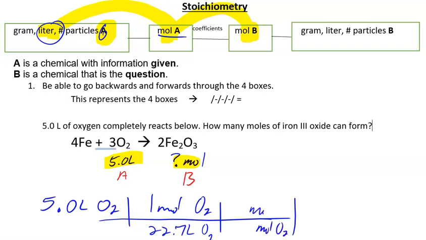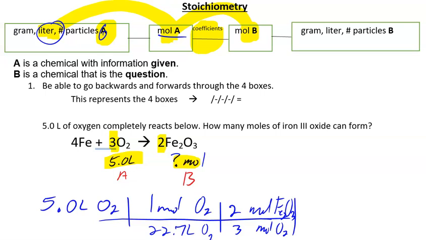Moles of O2 going to moles of Fe2O3. I'm squeezing it in there. Now, this says we're going to use the coefficients. There's a 2 and there's a 3, and that's what we're going to use. We're going to use the 3 in front of the oxygen and the 2 in front of the iron oxide. Because in terms of particles, this is a 3-to-2 ratio.